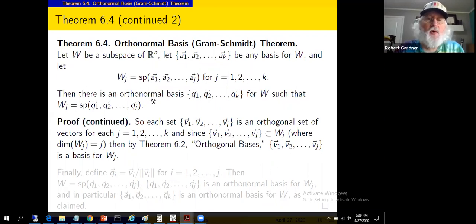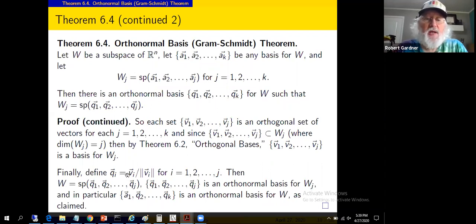But we were looking for an orthonormal basis for all of those. Well, then normalize them. Take vector v sub i, divide it by its magnitude, do that for each of these j vectors. It's called the result q sub i. That's a notation in the theorem. And then we've got that W is the span of Q1 through Q sub j. It should read W sub j is the span of Q1 through Q sub j. In particular, when j equals k, then we get all k of them is an orthonormal basis for W.